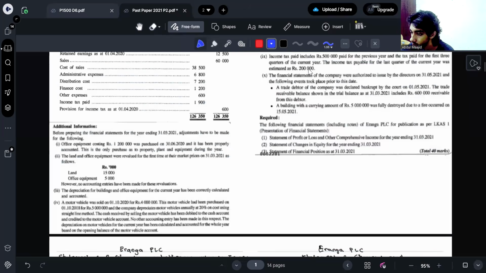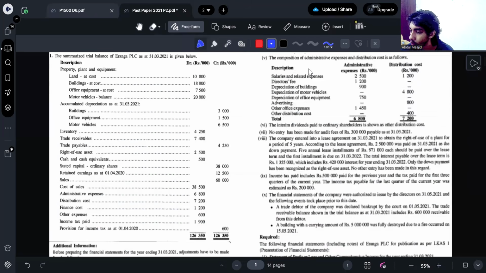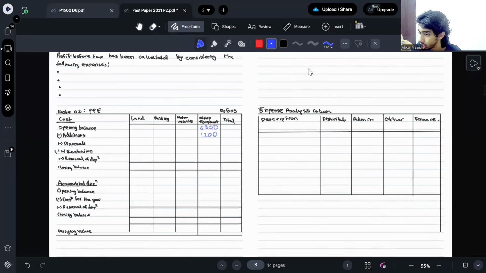All right. Then next, the land and office equipment were revalued for the first time and their market prices on 31st March 2021 as follows. Okay. So the land was revalued to 15,000. The land balance given here is 10,000. So this is the amount before revaluation, right? So you can consider that as the land opening balance, 10,000. Now the land was revalued to 15,000.